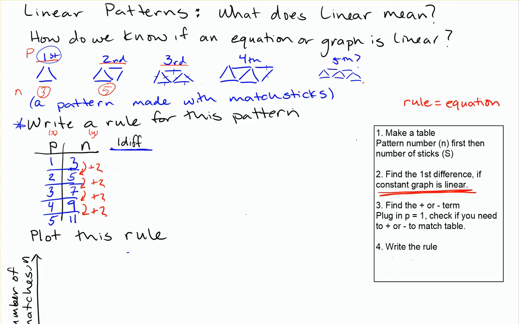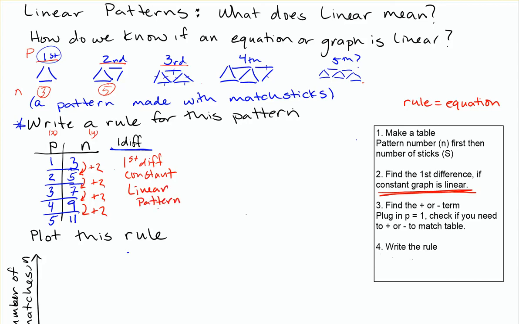So once we've established that our first difference here is constant, and by that I mean it's going up by the same number every time, plus 2, plus 2, plus 2, plus 2. It's not going up by plus 2, plus 3, plus 4, right? So it's the same number every single time. We know we're going to have a linear pattern.